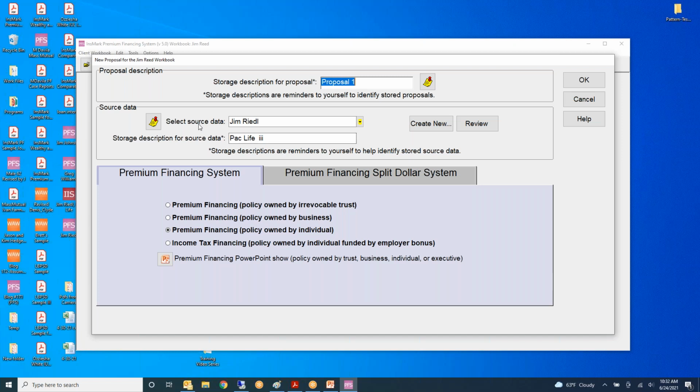So how do I change it? This is left over from the prior case that I did. All you need to do is click on Create New, this button, to change the policy to the correct one. So you click on Create New and watch what comes up.